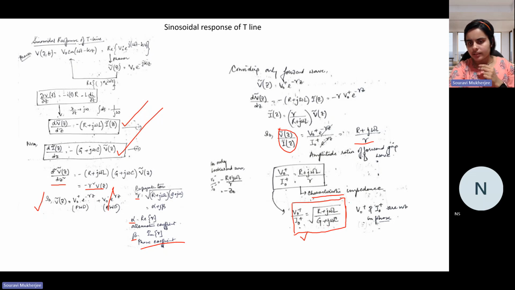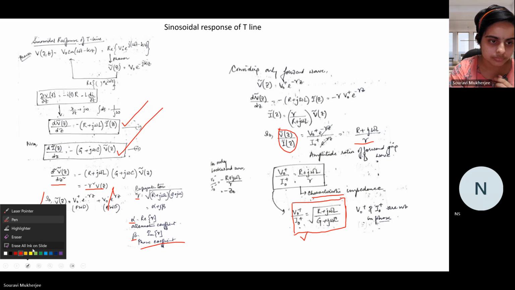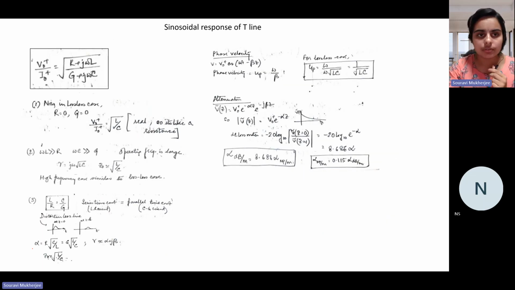And so it's not the fact that V naught plus and I naught plus are always in phase. They can be out of phase, right? And they will be out of phase if it's a complex quantity. Okay. So now, starting with this, we can look at different sections.